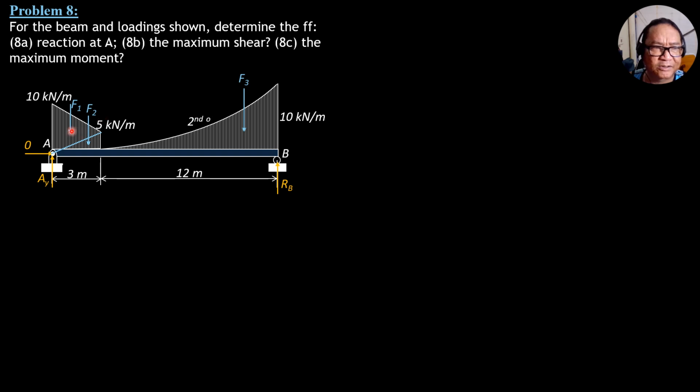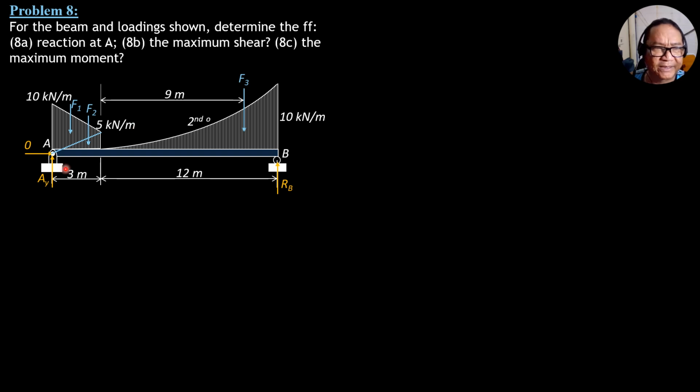So F1 is located 1/3 of 3, so 1 meter from the left. F2 is 2/3 of 3, so 2 meters from the left. F3 is this distance from the vertex to the centroid of this parabolic loading, spandrel of parabola, is 3/4 of 12, and that is 9. So this is 1/4 of 12, so 3 meters from B, 9 meters from this zero loading as shown.